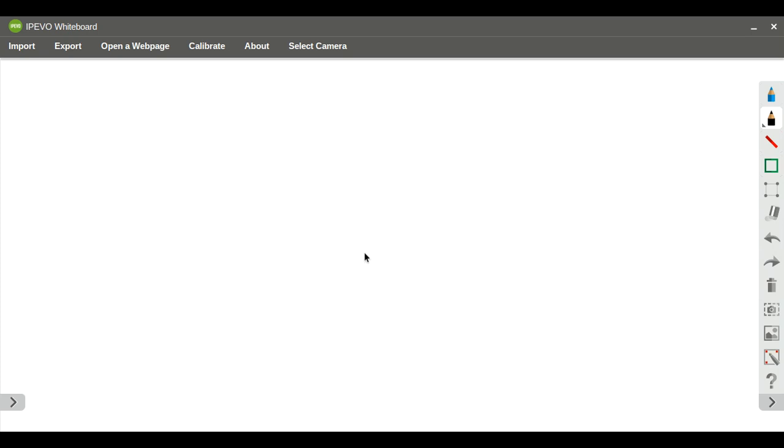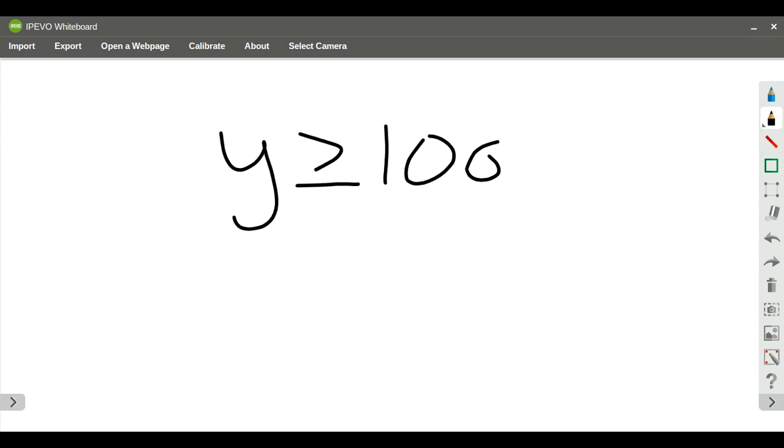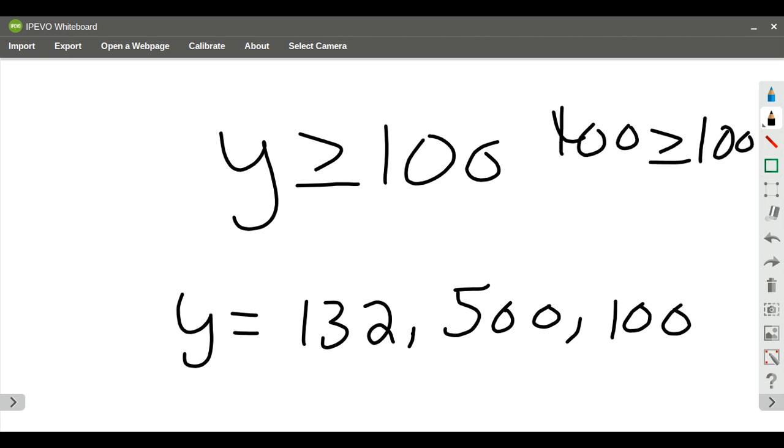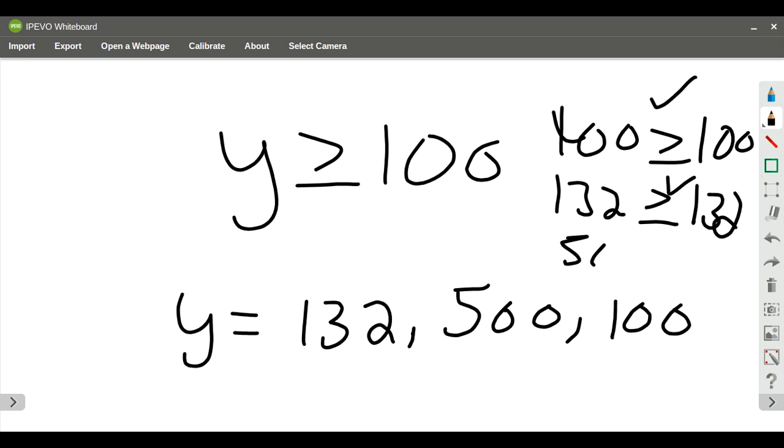So if I have one more, so I have y is greater than or equal to 100. Y could be equal to 132. Could be equal to 500. It could be equal to 100. And I can check to see if my inequalities are true. So I did 100 greater than or equal to 100. That's true. If I did 132, that's greater than or equal to 100. That's true. 500 is greater than or equal to 100. That's true.